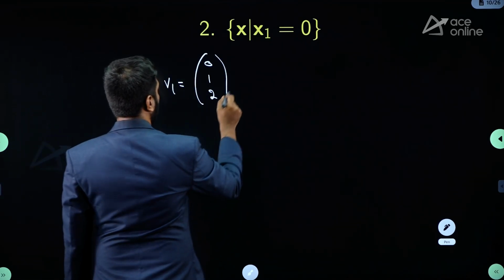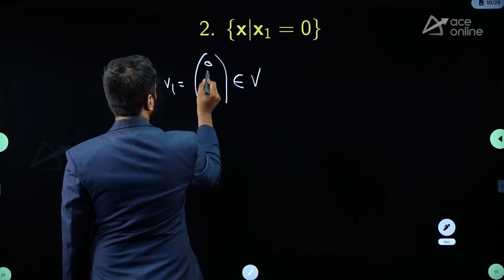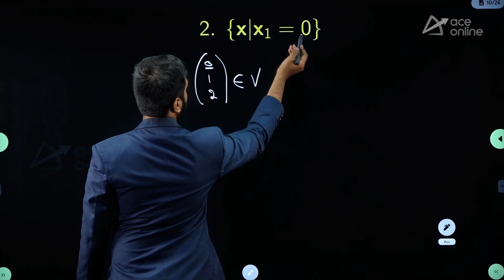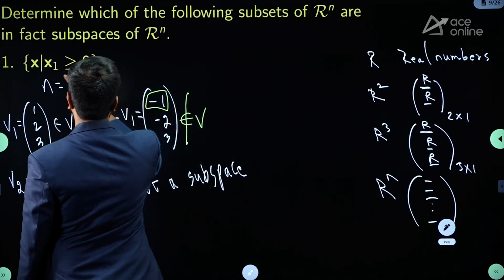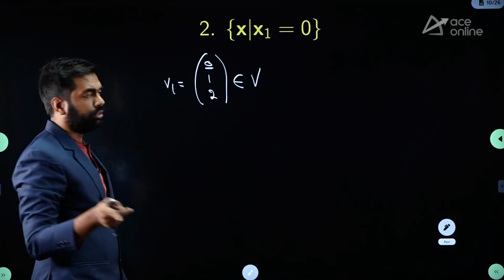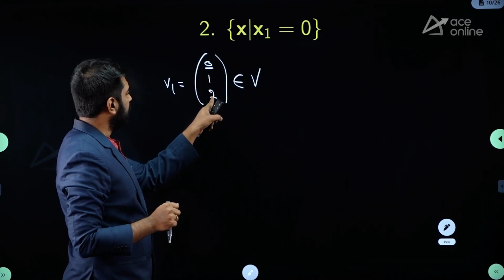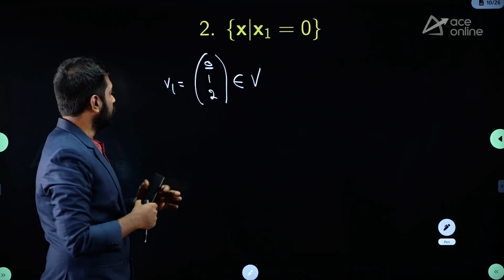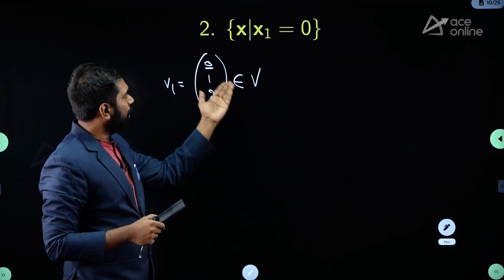Will this belong to the given set, students? Yes. How do you check that? For that the first component must be 0. Like they said x1 must be greater than or equal to 0 before, here x1 must be 0. So this is x2, students, and this is x3. This entire vector I am naming as v1. Will this be part of the given set?